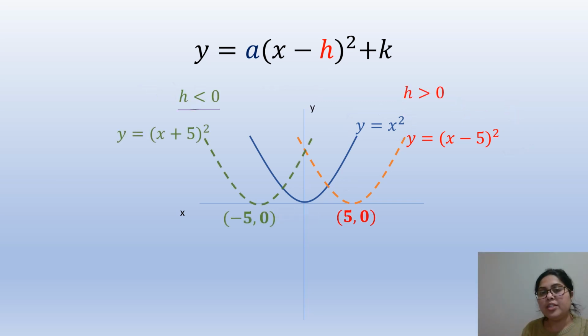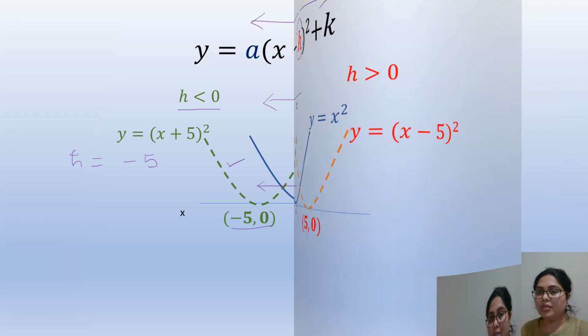When the value of h is negative, the vertex of the curve shifts towards the left. In the same example, if I consider h to be equal to -5, I get this particular parabola. So we can observe the initial vertex, which was over here, has shifted towards the left to (-5, 0). So we can conclude a positive value of h shifts the vertex towards the right and a negative value of h shifts it towards the left.